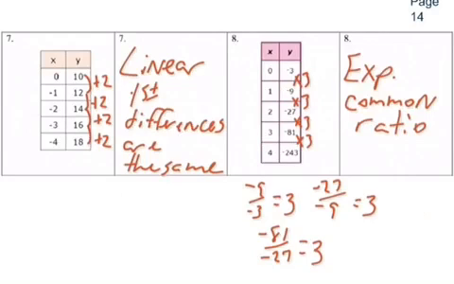Question number 8 would be exponential because there's a common ratio. To go from one y value to the next, you're multiplying by 3. Again, if you need to, you would be dividing to figure out what your common ratio was. The second one divided by the first one, the third one divided by the second one.